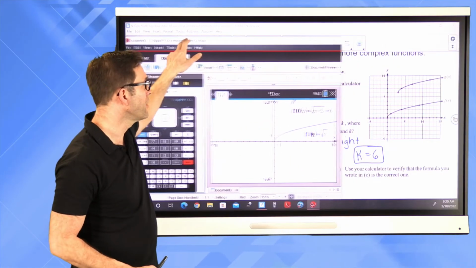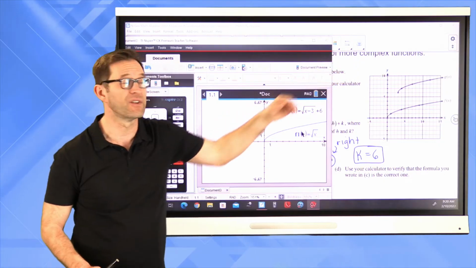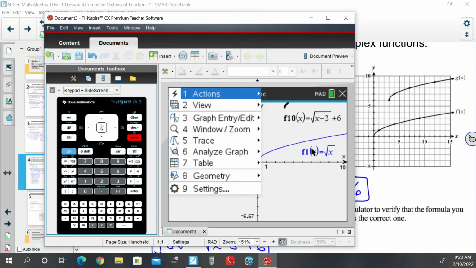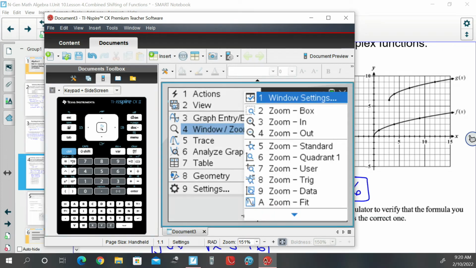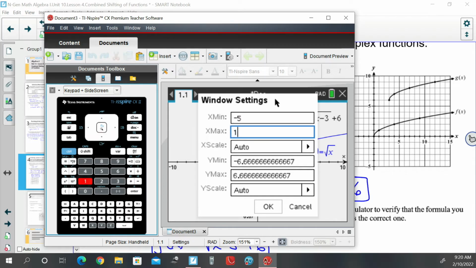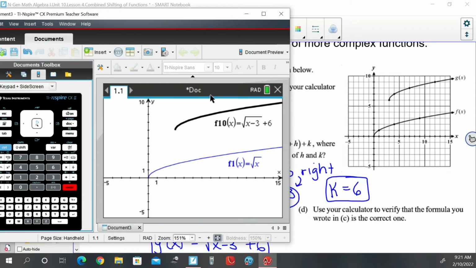My window over here is from -5 to 15 on my x-axis and from -5 to 10 on my y-axis. So just to make sure it looks exactly like it does on the paper, let's go in and set our window settings. I'm going to go from -5 to 15 in x, and I'm going to go from -5 to 10 in y, and now the two look pretty identical, right?